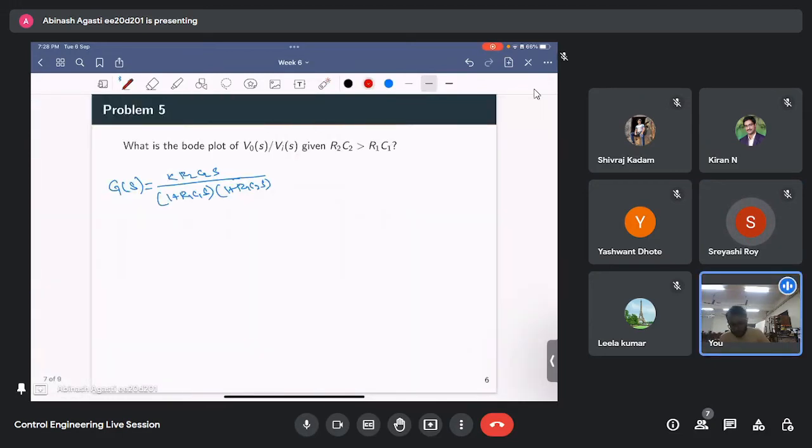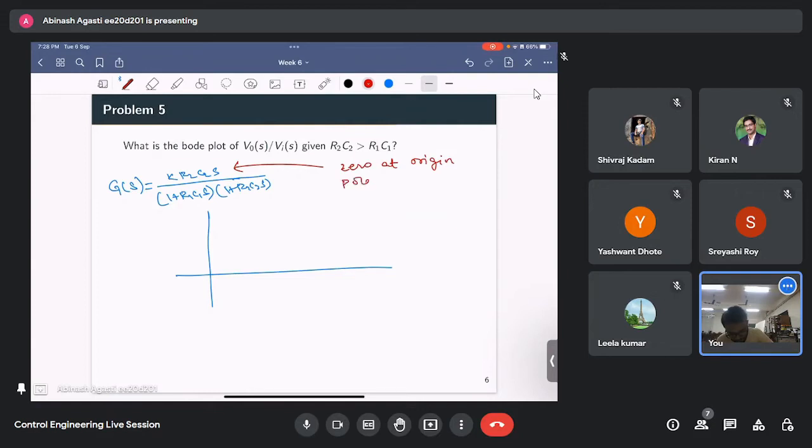Okay. So now we have this transfer function. Someone give me the Bode plot of this. You need not find out the exact values, just a rough sketch. First, let us write down where the zeros and poles are. 0 at origin.